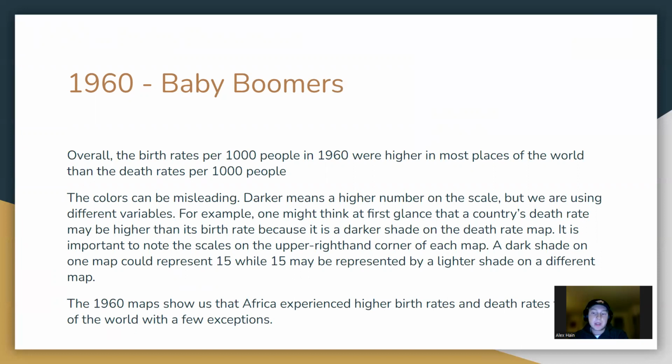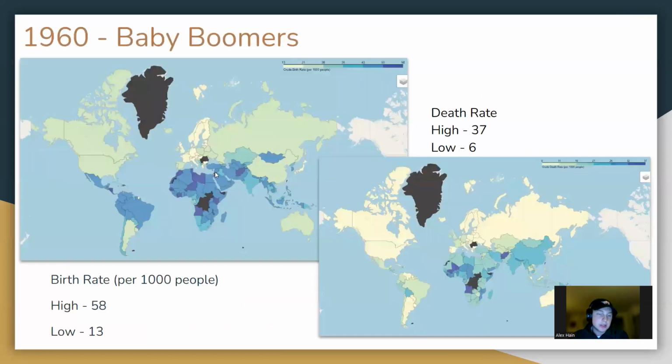The 1960 maps show us that Africa and South America really experienced higher birth rates and death rates than the rest of the world. If we go back, we'll see a lot more blue in Africa and South America, especially in birth rates, than a lot of the rest of the world.